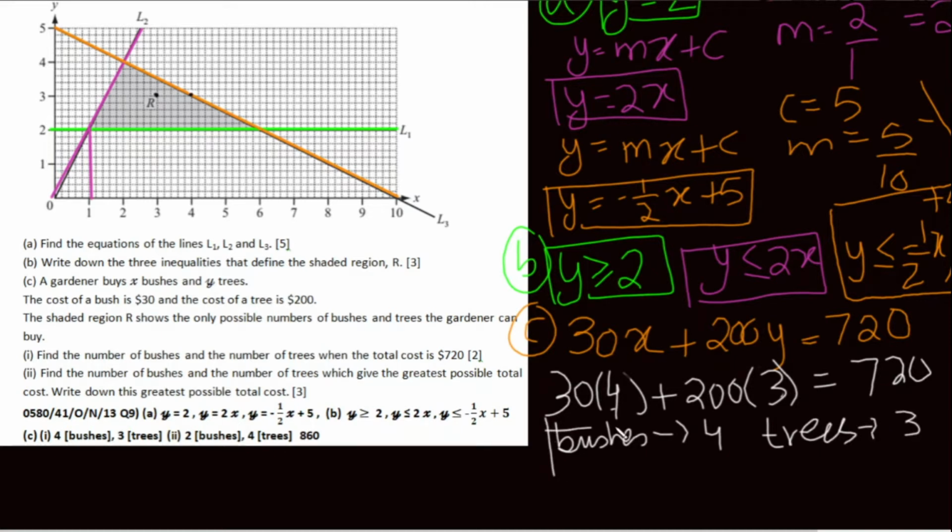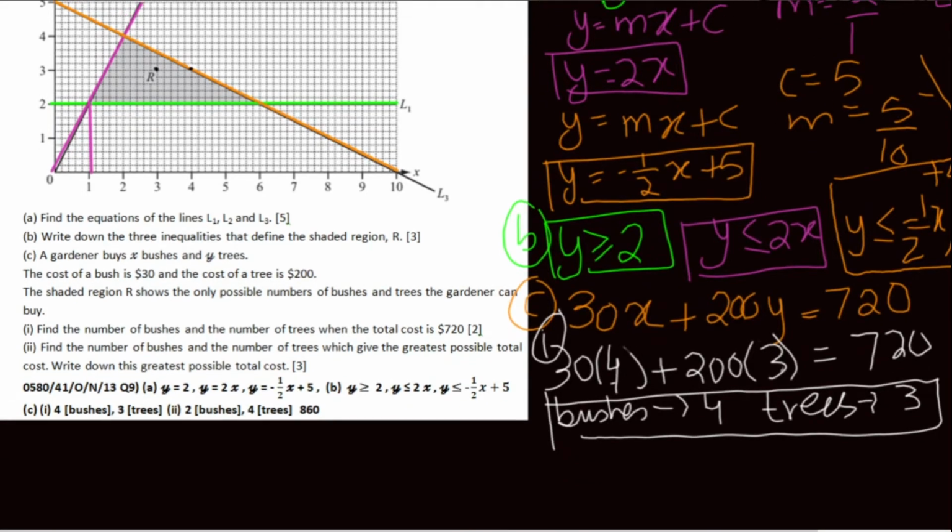Okay, that's the answer for part C. Okay, part C1 in fact. For part C2, what do we have to do? Find the number of bushes and the number of trees which gives the greatest possible total. Write down the greatest possible total as well.